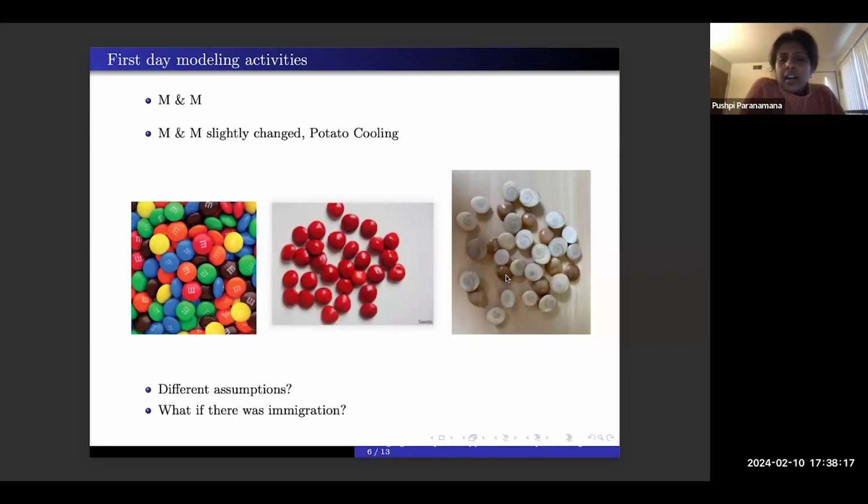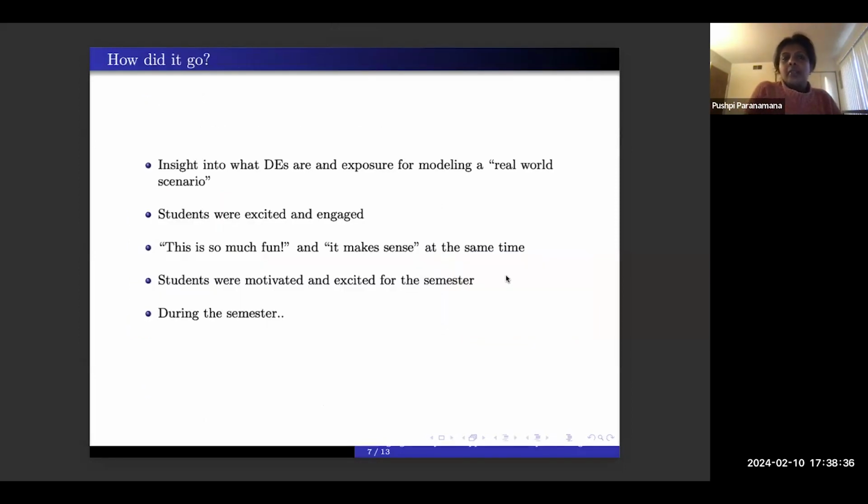And when I'm teaching, I sometimes explain where the equations come from. For example, pendulum or predator-prey models. But this is like a hands-on activity, and also they get a small flavor for research. So how did it go? The students found it very exciting and engaging, and also they thought it makes sense. Like these are not just formulas or dry calculations, and they were motivated to learn the techniques actually.